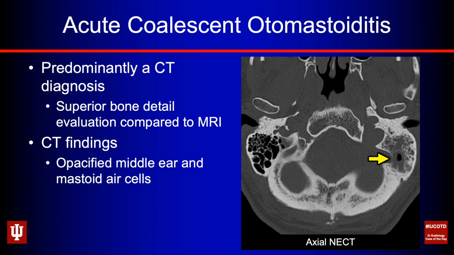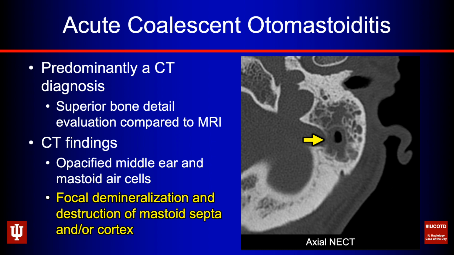We're currently operating in a climate where specificity, particularly with this COVID crisis, is something that the imaging may not be able to drive strongly. And this is just another example where you need to know what the imaging tells us in terms of sensitivity and specificity of disease. So when you see opacification of the mastoid cells and the middle ear, that is not a specific finding to say that you have an acute infectious process going on. Lots of things can cause that. But how do we add specificity to that sensitive finding? And that is to look for the focal demineralization and destruction of the mastoid septi or the mastoid cortex.